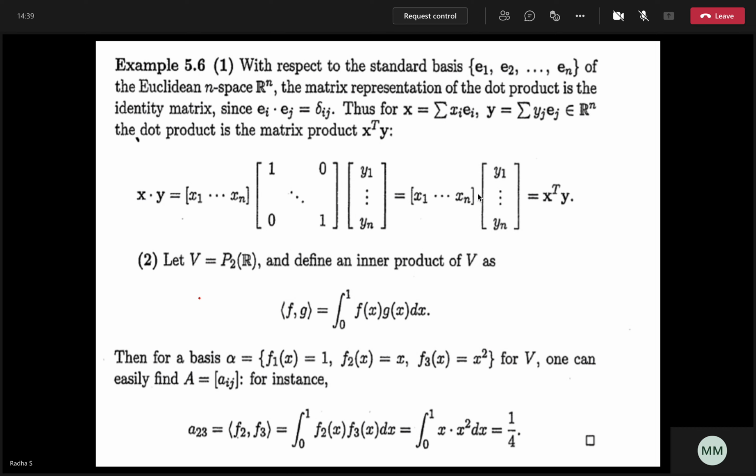Yes, ma'am. Okay, please take down this question. The first question is very simple. V is P2 of R, and define an inner product on V as the inner product of f comma g given by this. And the basis is the standard basis. We need to find the matrix of the inner product.